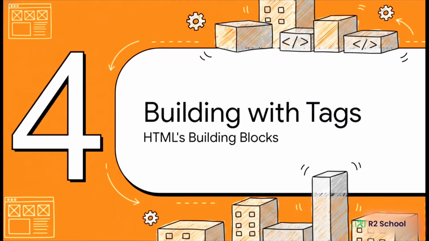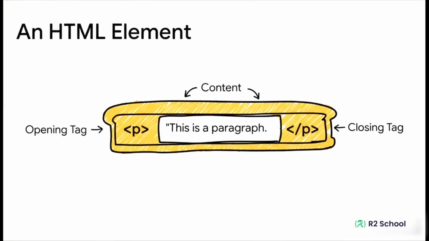So, how does HTML actually do this? How does it create the structure? Well, it uses a set of really simple but incredibly powerful building blocks that we call tags. Okay, so take a look at this. Every piece of content in HTML is wrapped in what's called an element, and it usually has three simple parts.